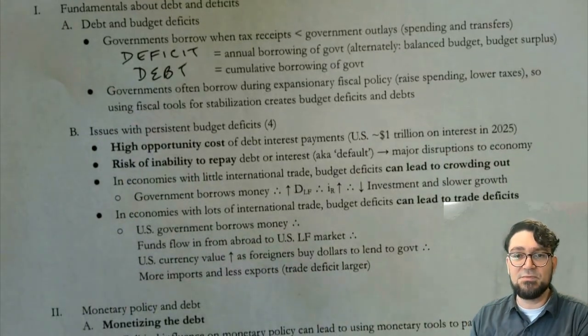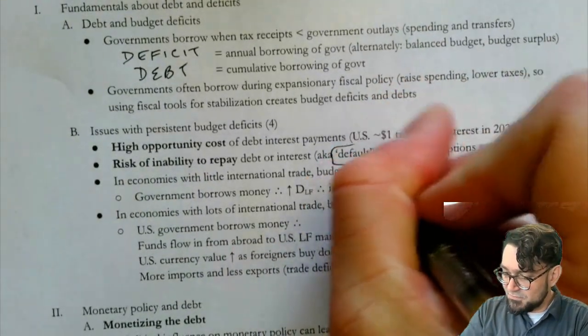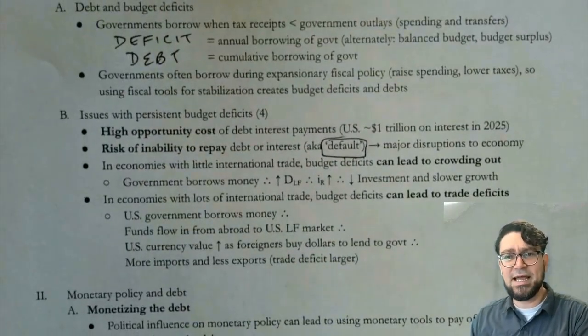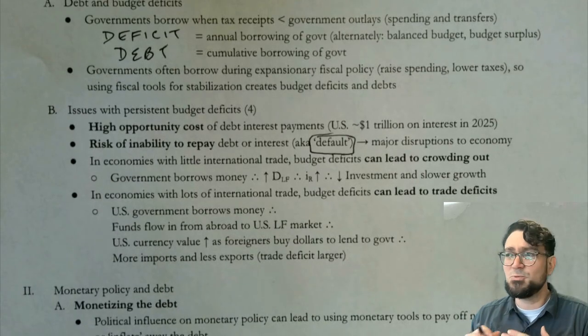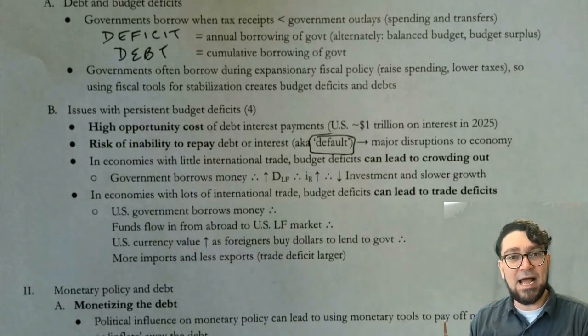Second, you run the risk of the inability to repay. This is called a default. And a default would be catastrophic. When I say major disruptions, I mean major. This is one that doesn't easily come back from.